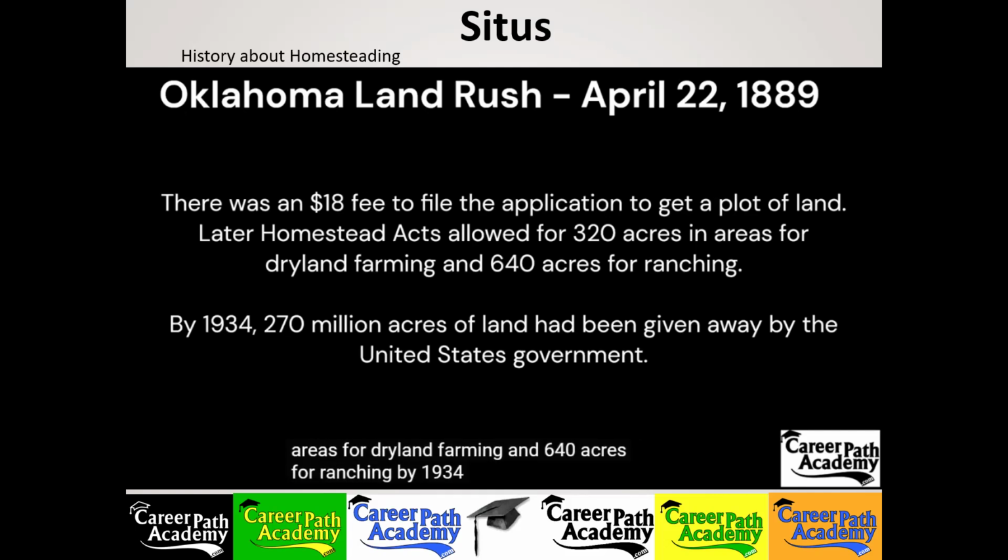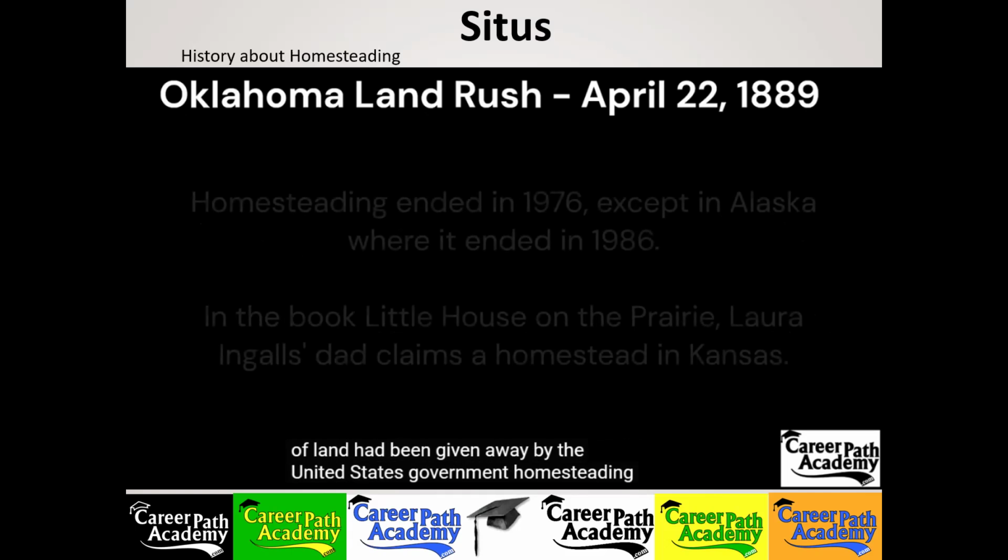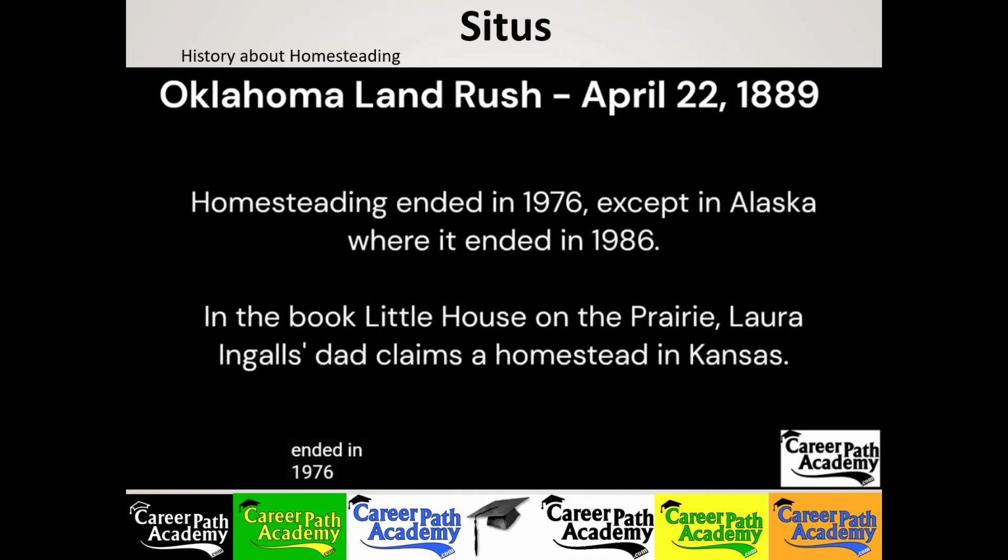By 1934, 270 million acres of land had been given away by the United States government. Homesteading ended in 1976, except in Alaska where it ended in 1986. In the book Little House on the Prairie, Laura Ingalls' dad claims a homestead in Kansas.